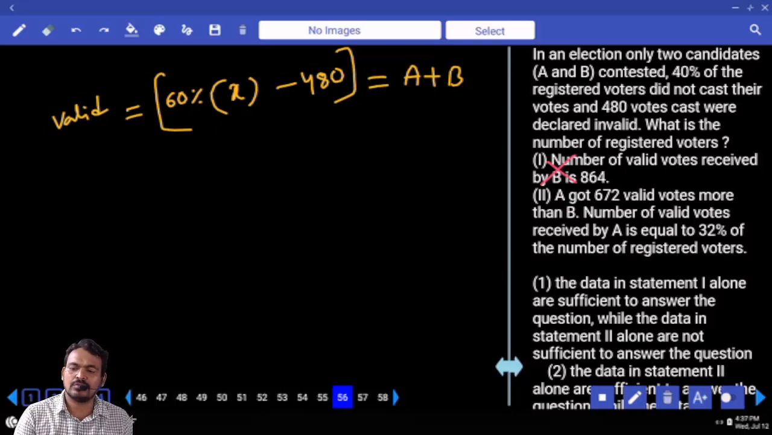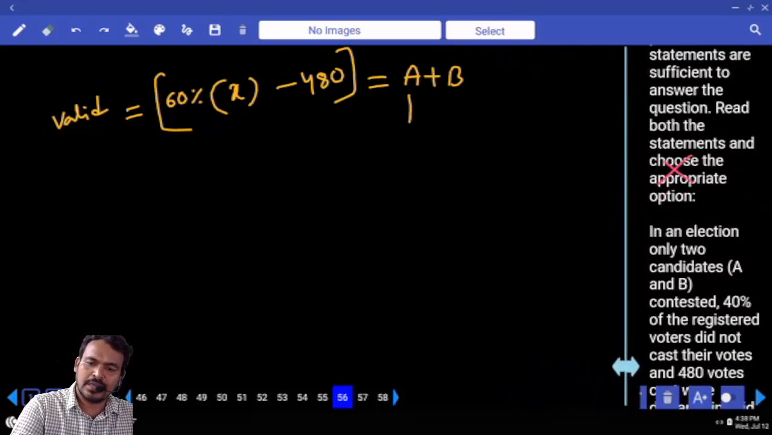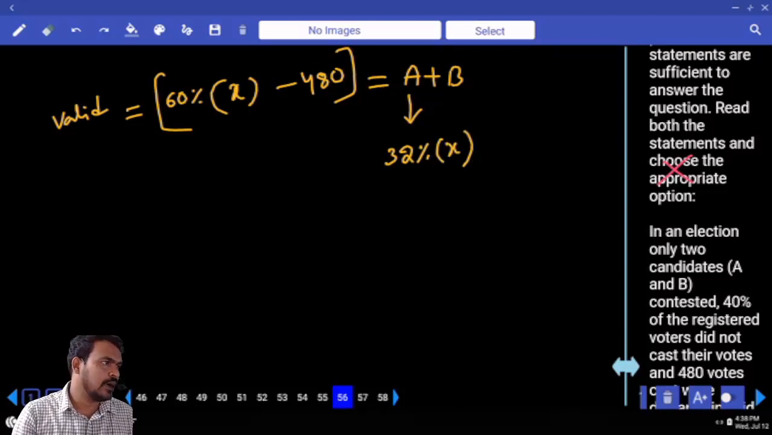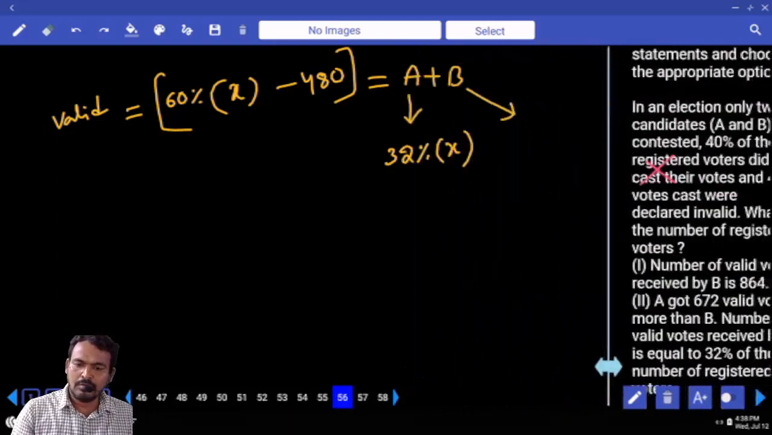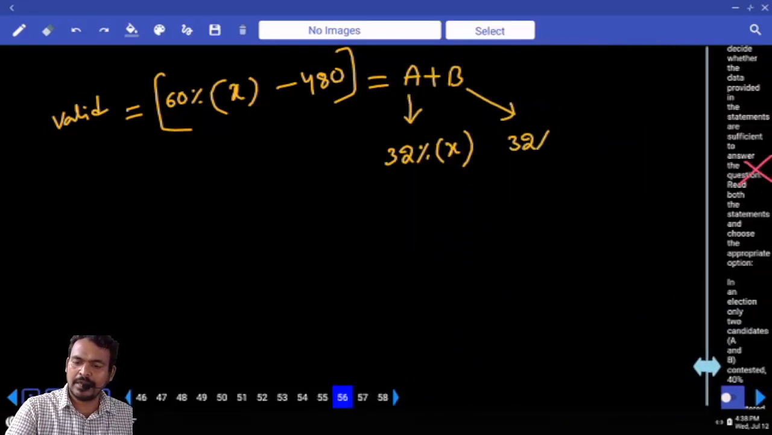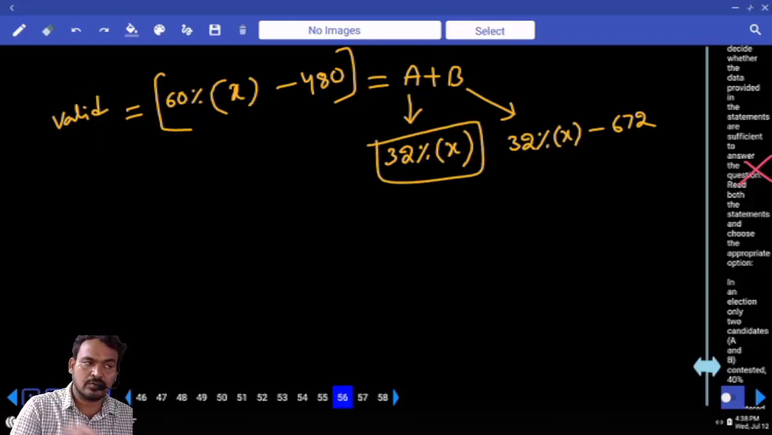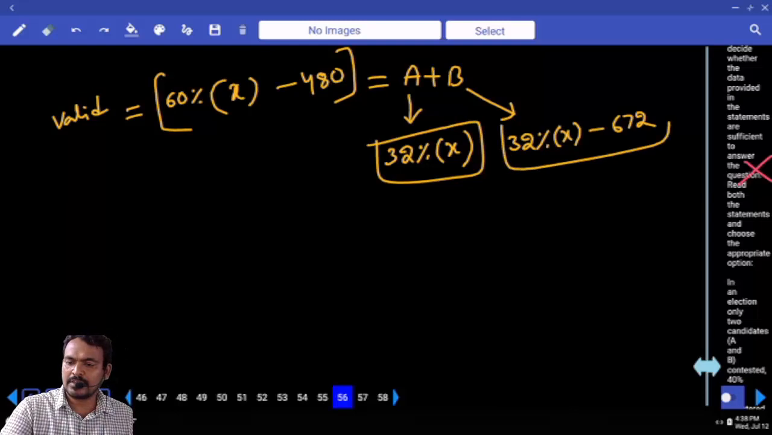That means the difference of A minus B votes is how much? 672. But the number of valid votes received by A is equal to which one? 32% of the number of registered voters. That means A got 32% of X. But A's votes compared to B's votes are how many more? 672 more. So B's votes are 32% of X minus 672. Okay, 32% of X is which one's votes? A's votes. And 32% of X minus 672 is B's votes.